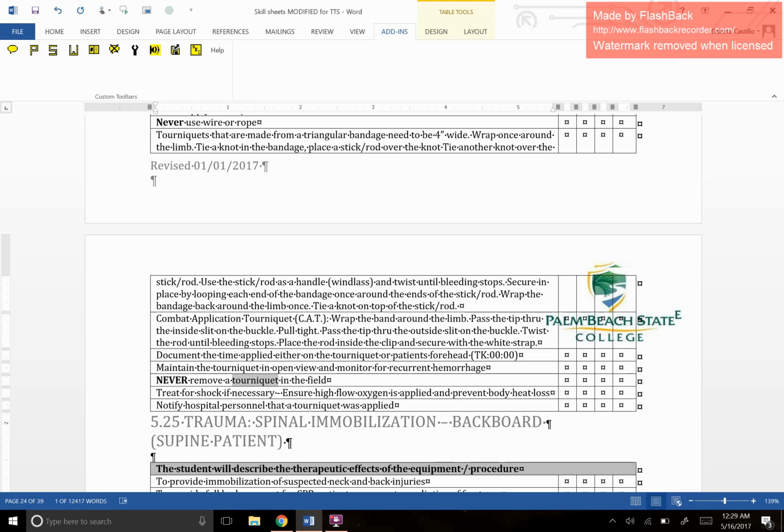Never remove a tourniquet in the field. Treat for shock if necessary. Ensure high-flow oxygen is applied and prevent body heat loss. Notify hospital personnel that a tourniquet was applied.